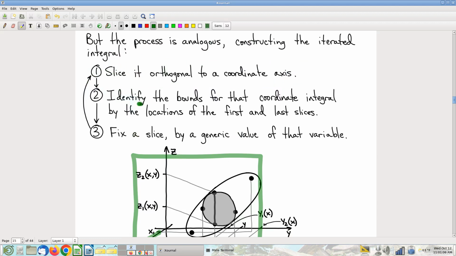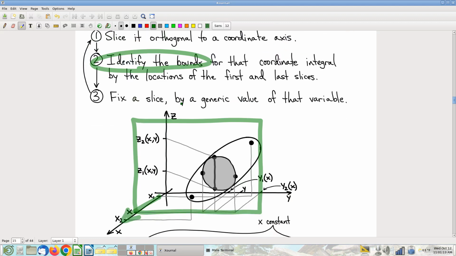You've got to identify the bounds by the starting and ending points. Come back down here to the picture. The lowest value of x corresponds to that very first slice. You might say that slice way back in the back, the very first one of these planes that isn't a complete swing and a miss, right?